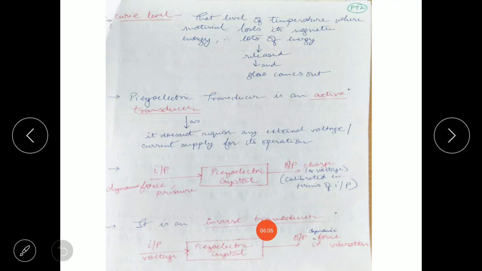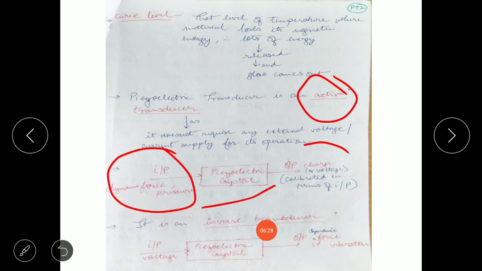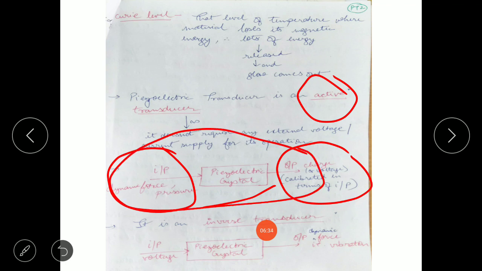Now, the next point about the piezoelectric transducer: it is an active transducer. So what is an active transducer? Active transducers are those transducers which do not require any external voltage or current supply for their operation. In a piezoelectric crystal, as I have told you, if you apply input force or pressure, you will get output charge. You are not applying any external voltage or current supply for this whole operation.